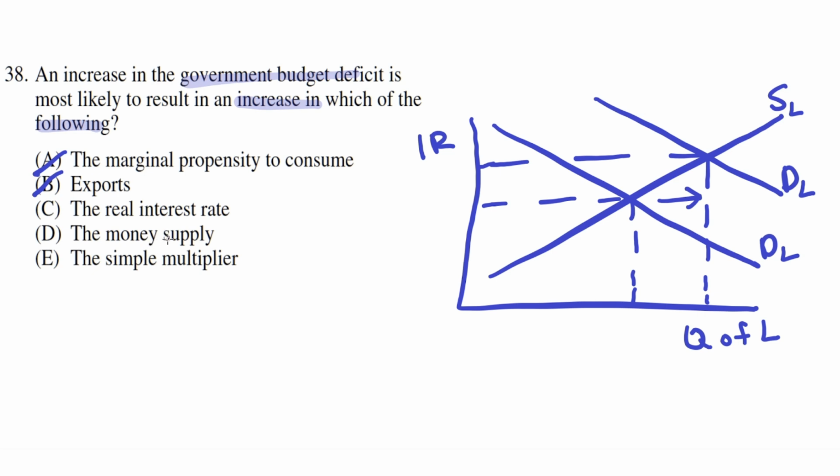D, the money supply. This is incorrect because there are only 4 factors that influence the money supply, and they are all actions by the central bank. Actions by the government do not influence the money supply, so D is incorrect. E, the simple multiplier. This is incorrect because these multipliers are not influenced by the actions of the government. These are multipliers that are just multiplied by changes to the government spending, so E would be incorrect as well. Therefore, the correct answer is C.